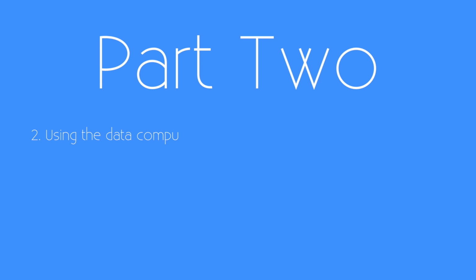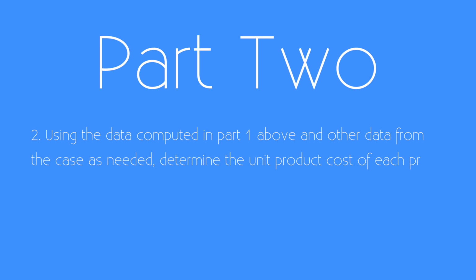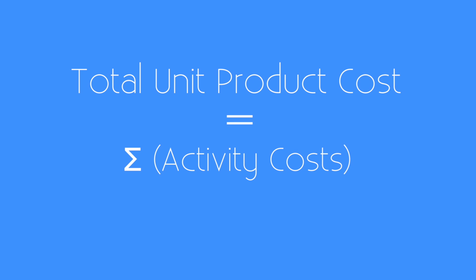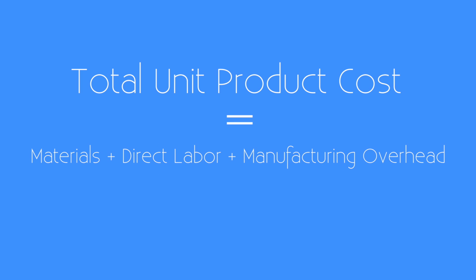Next, using the data computed in Part 1 above and other data from the case as needed, determine the unit product cost of each product line from the perspective of the activity-based costing system. To find the total unit product costs, you need to add up the costs of each activity. This includes the material costs, direct labor costs, and the manufacturing overhead costs.